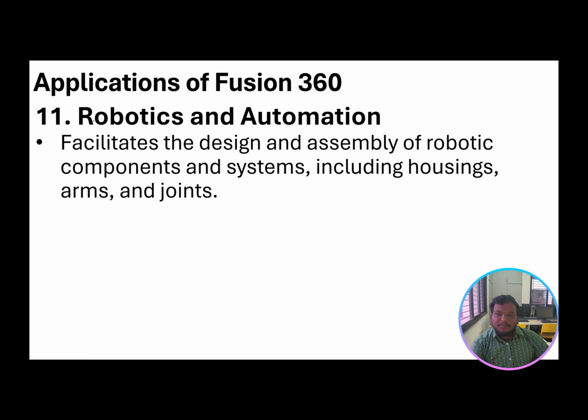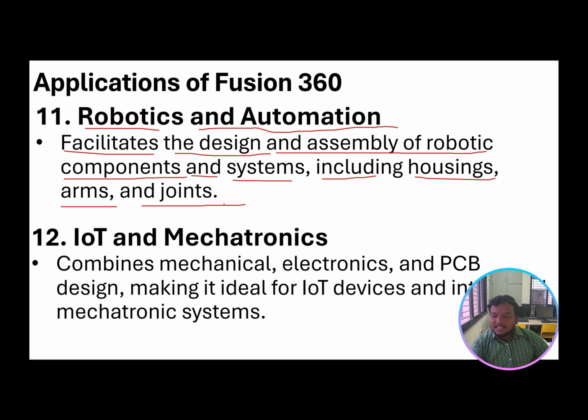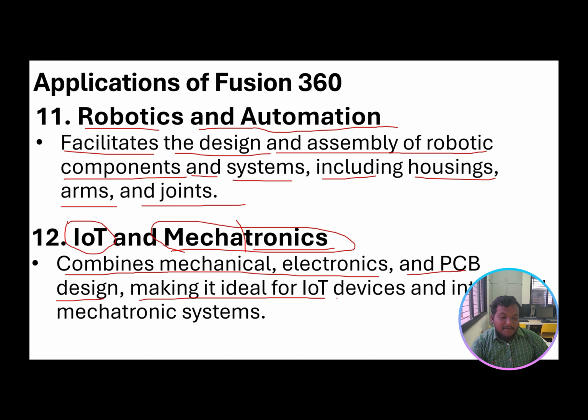The eleventh application of Fusion 360 is robotics and automation. It facilitates the design and assembly of robotic components and systems, including arms and joints. The 12th application of Fusion 360 is IoT, Internet of Things, mechatronics. Mechatronics means the combination of mechanical plus electronics. So it combines mechanical, electronics, and PCB design, making it ideal for IoT projects that integrate mechatronic systems.